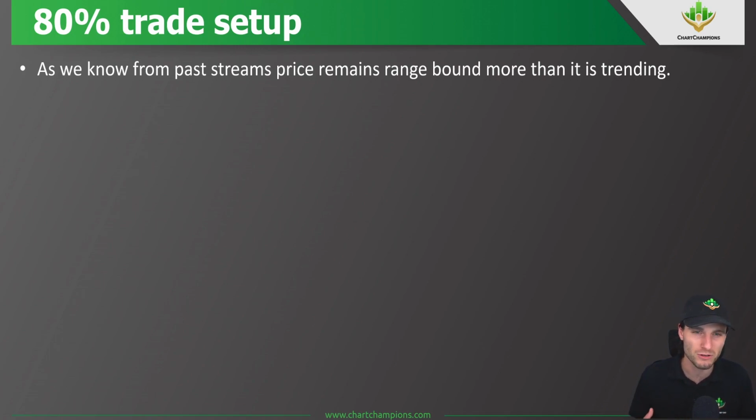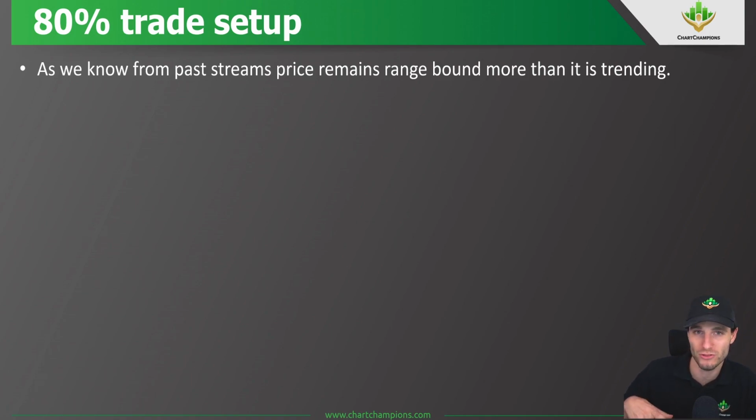So as far as we know from past streams, this is a series that I've been doing, isn't it? We're on like episode 10 of the volume series. So we've done a lot of work thus far under volume, okay? And we know from our past streams that price remains range bound more than it is trending. How many examples have I given you now of it being such a bad idea to buy or sell the breakouts, and you've been much better off actually just trading the range, and that's buying support and selling resistances.